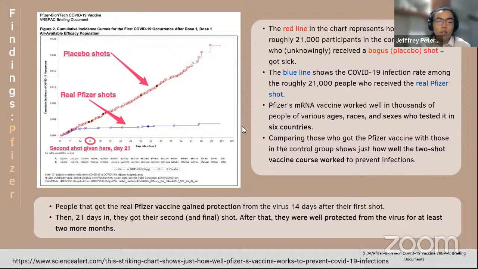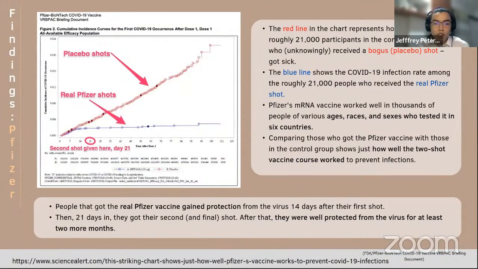Pfizer's mRNA vaccination course worked well in thousands of people of various ages, races, and sexes who tested it in 6 different countries. Comparing those individuals who got the Pfizer vaccine with those in the control group shows just how well the 2-shot vaccination course worked to prevent infection.